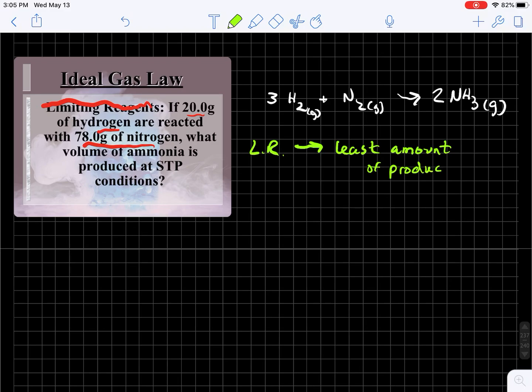So we got to see how much product we get here. So we're going to actually stoich this thing twice. Let's start with the hydrogen. If the hydrogen was the limiting reagent, we'd start with 20 grams of the hydrogen. And we would convert that to moles.